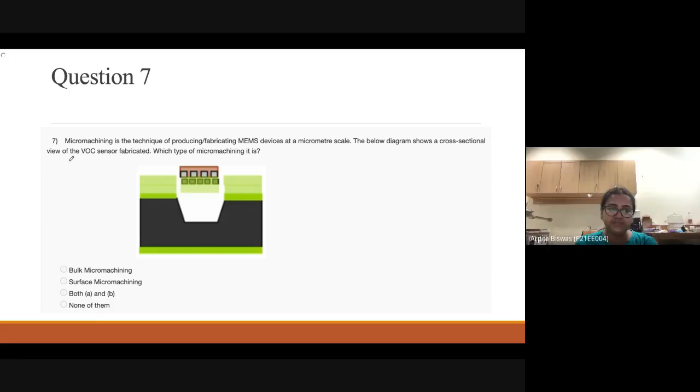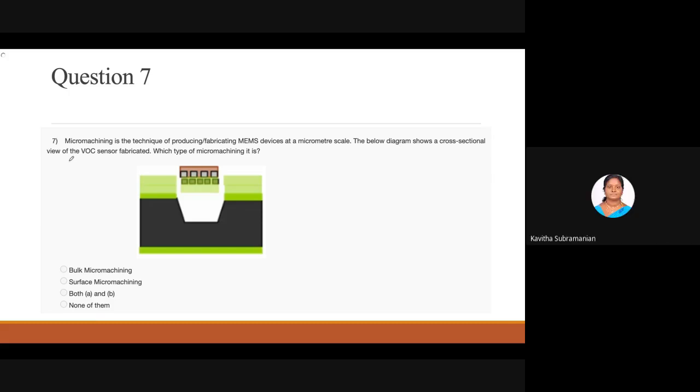Both A and B. Can you please explain why both A and B? The VOC is a combination of both bulk and surface micromachining, ma'am. The VOC's full structure occupies both.